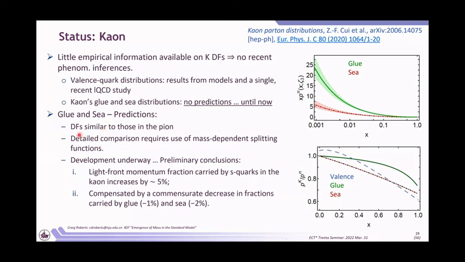The distribution functions are similar to those in the pion when we consider the kaon. A detailed comparison requires the use of mass-dependent splitting functions. And we have some real predictions for the differences between these distributions that can be tested in experiments that will take place in the next 5 years, and then again in phase 2 after the next long shutdown at CERN.